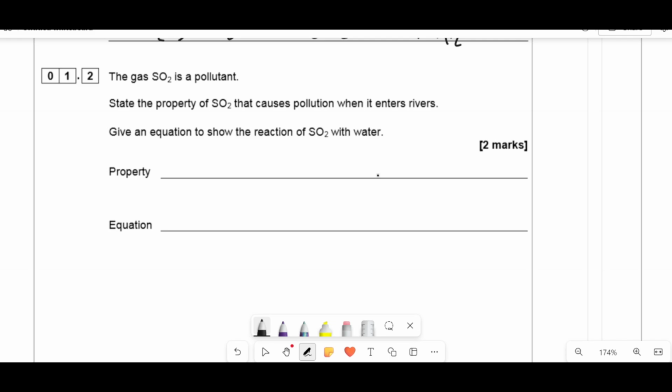So here, the reason it's a problem is because it can be acidic. And you can't really just go ahead and say it's soluble, although yes, it is. The reason it's causing pollution is because it can dissolve to make an acid. So it says give the equation to show the reaction with water. So just write what you know, SO2 plus H2O, and then think what acid it's going to make. So the acid that it makes is H2SO3 when it does that.